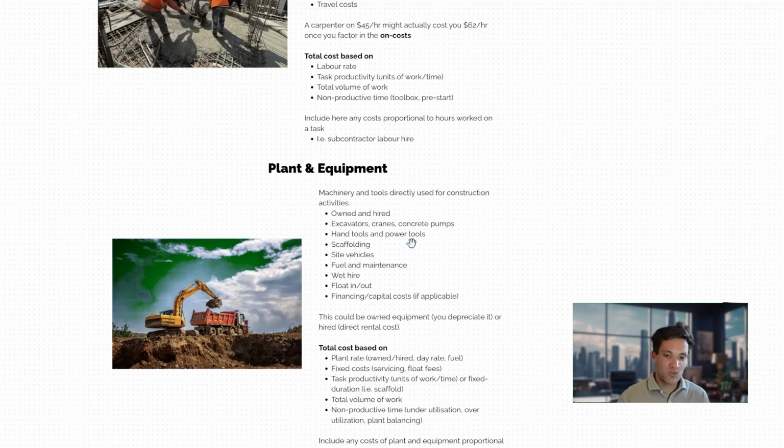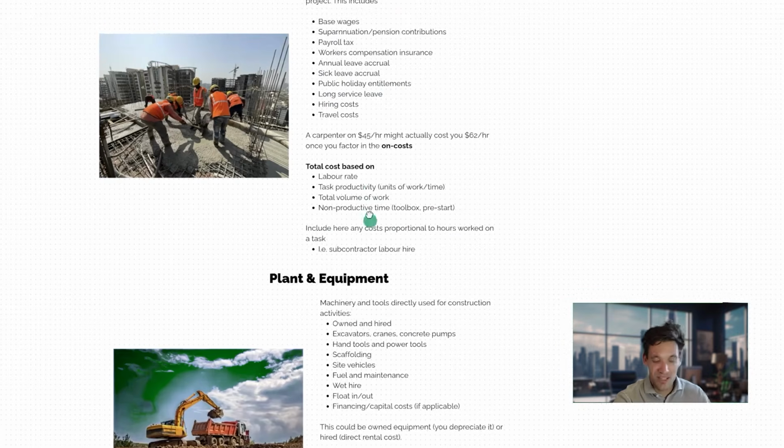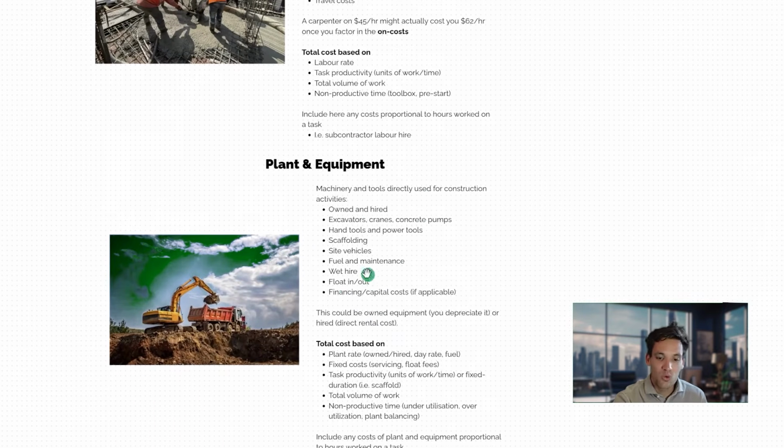When we're talking about these rates, we want to get an all-encompassing total cost of using the plant and equipment. The same way when we spoke about labor, we spoke about payroll tax, superannuation, public holidays, sick leave entitlements. When we're talking about plant and equipment, we need to factor in all the additional costs on top of the actual cost of hiring the plant. So this might be things like fuel and maintenance, floating the equipment in, floating it out, or if we own the equipment, any financing and capital costs.